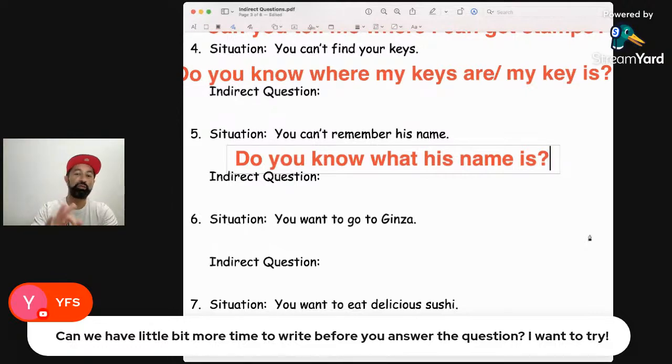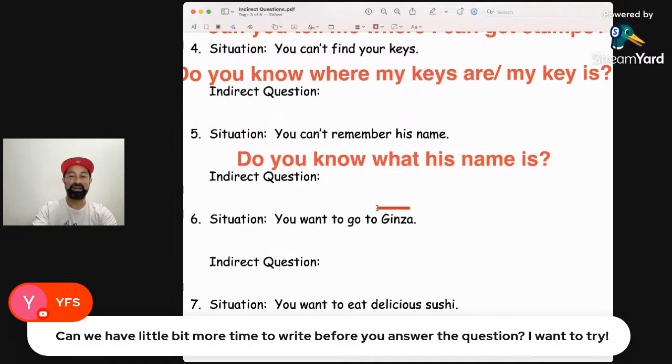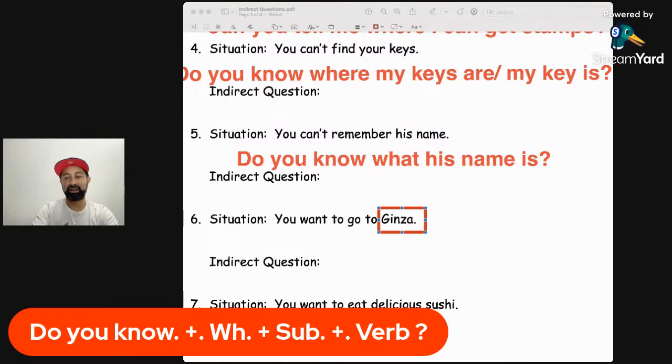Number 6, you want to go to Ginza. If you're not in Japan, if you're watching from somewhere else, Ginza is an area name in Tokyo. It's an area in Tokyo. So you want to go to this area, but you don't know how to go there. So you see a police officer. What will you ask the police officer?